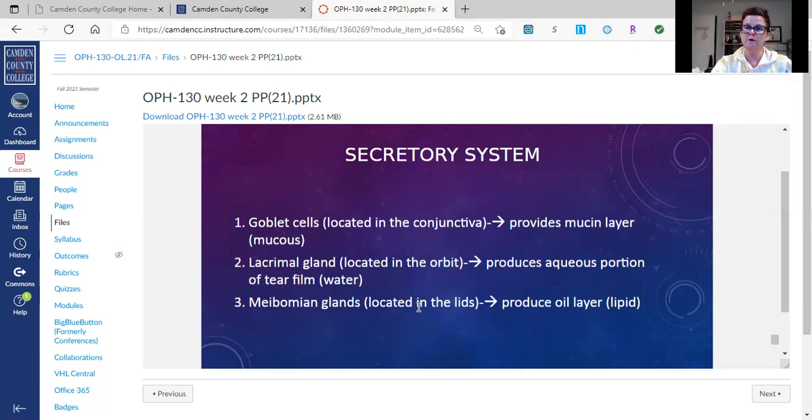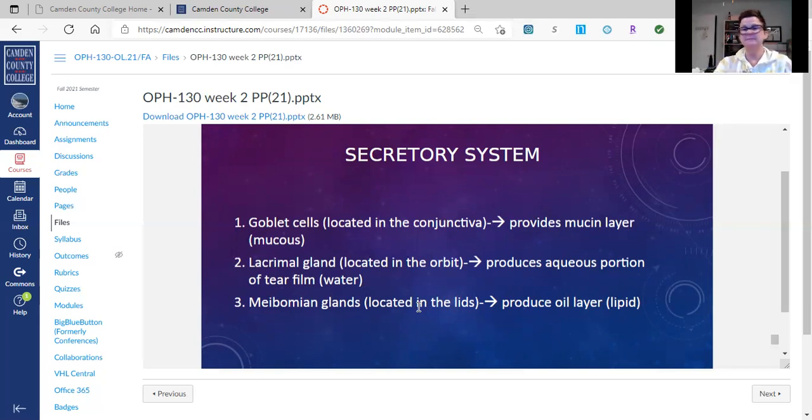Remember, oil on water. So you've got the mucin, which is sticky, provided by the goblet cells. Then you have the lacrimal glands that produce the aqueous portion, the middle liquid water portion, and then the meibomian glands secrete that oil, which is the outer layer, which keeps everything intact so that the tears don't evaporate so quickly.